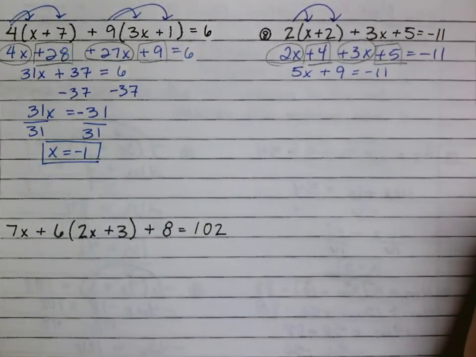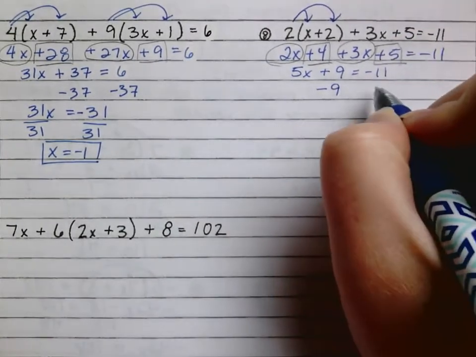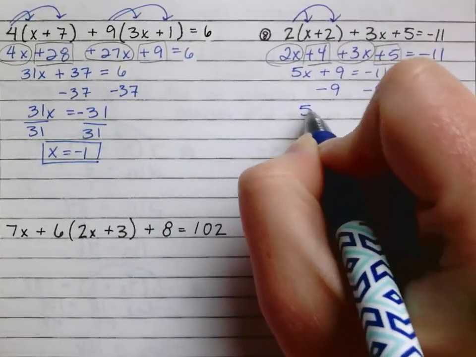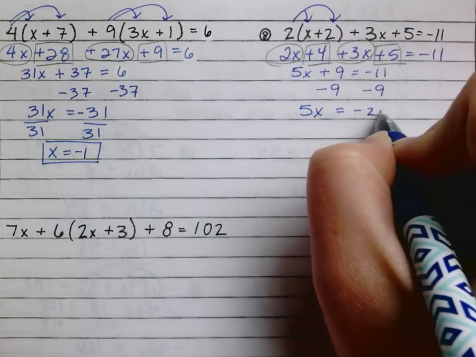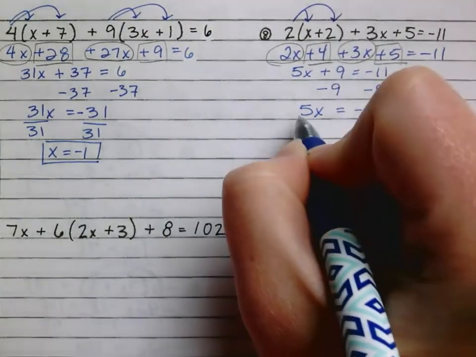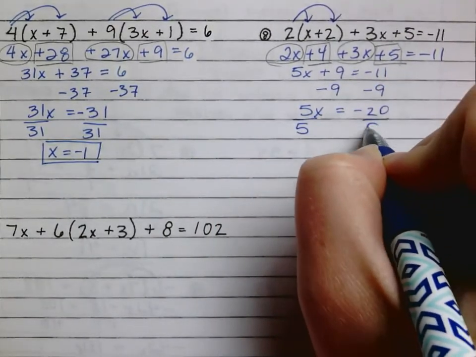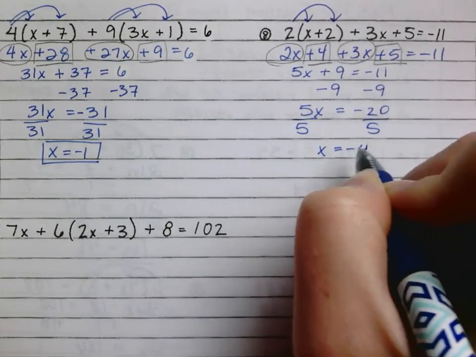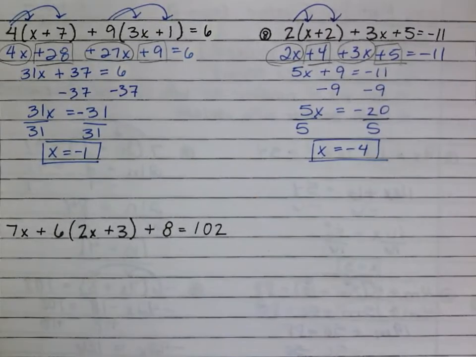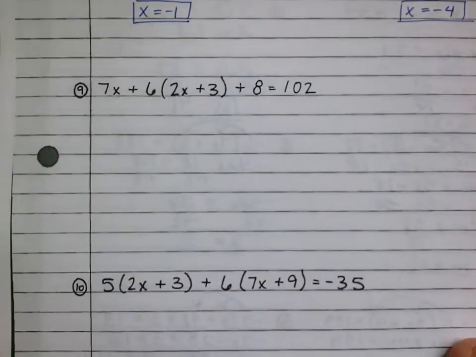negative 11. I need to get rid of the constant, or the number not with the variable. So the opposite of plus 9 is to subtract 9, and that will give me negative 20. And then to get x by itself, I have to divide both sides by 5, which will give me x equals negative 4.